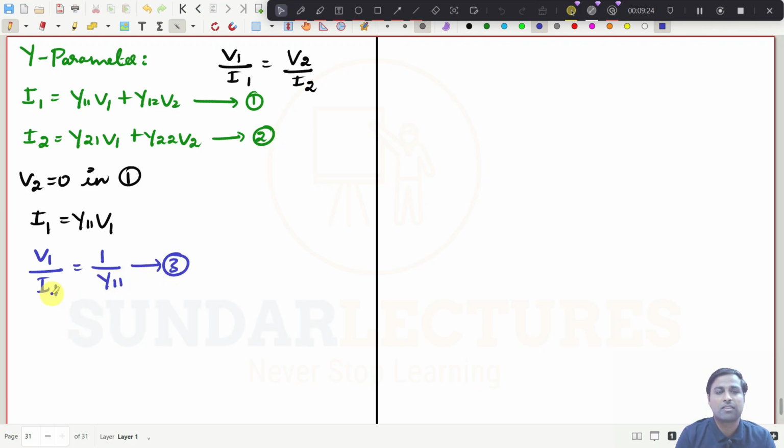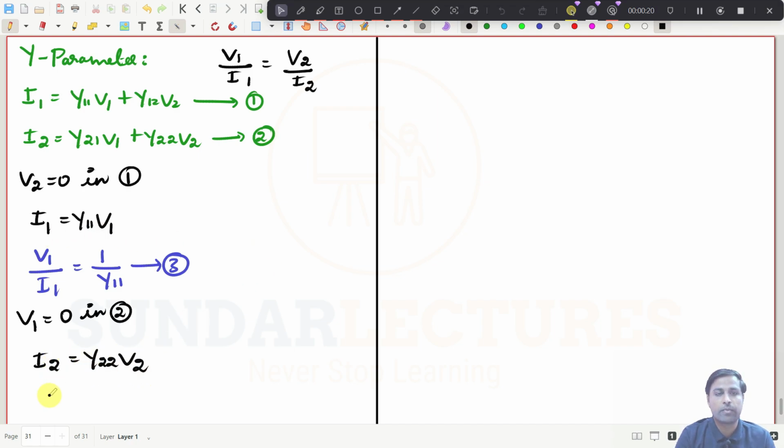So this is this one, right? So what you do now? The other thing, put v1 is equal to 0 in equation number 2. In equation number 2, what you will get, this v1 will go off. So you will get I2 is equal to y22 into v2.